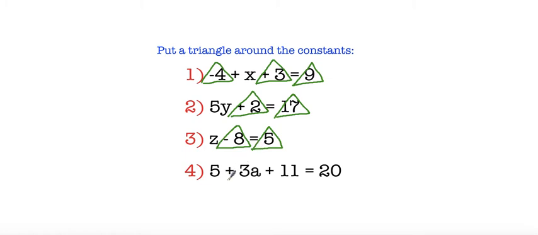And here I have 5 plus 3a plus 11 is equal to 20. So 5 is a constant, and positive 11 is a constant, and positive 20 is a constant. Okay, so all that we have left over are either variables or coefficients.